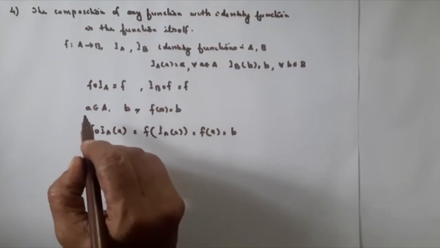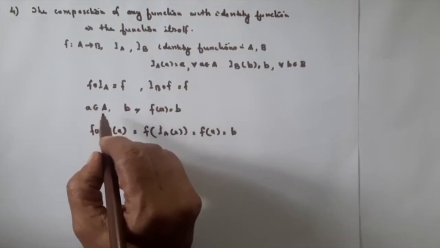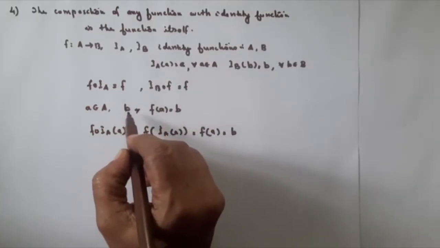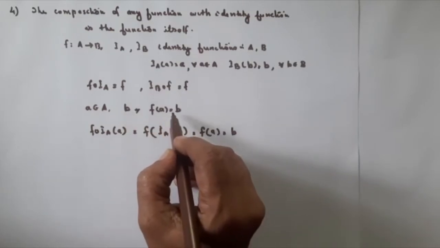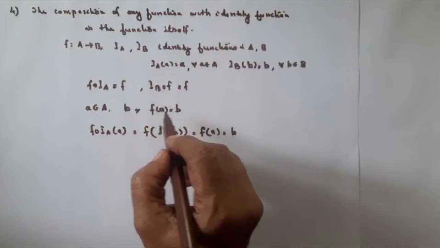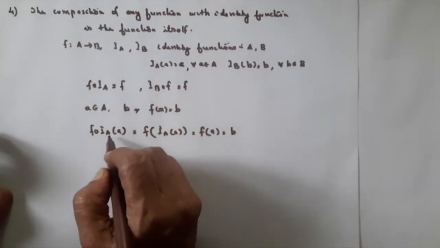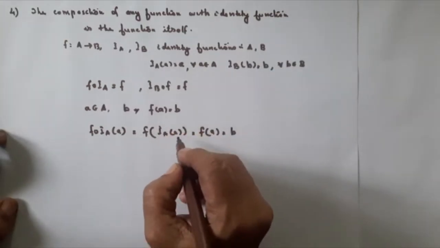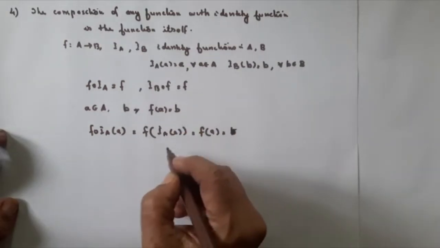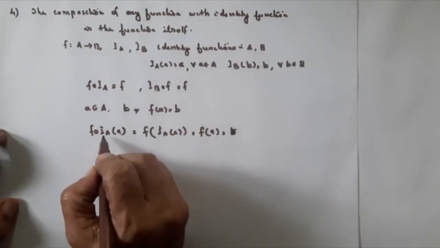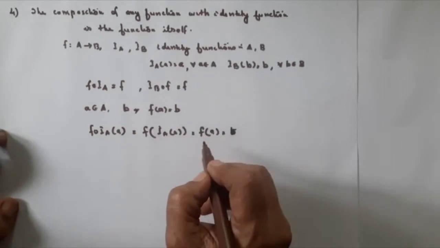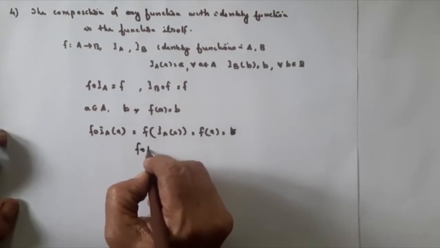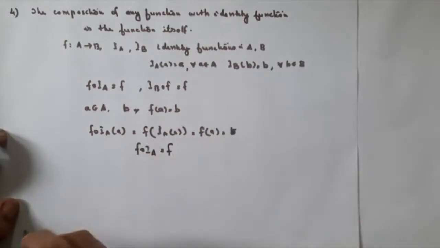How can you prove it? Take a small a belonging to capital A. f is a function from A to B, so let b be the element in capital B as the image of a. That means f of a equals b. Then what is f dot I_A of a? f dot I_A of a equals f of I_A of a, which equals f of a. That's enough, no need to write b. That is, the image of a by f dot I_A equals the image of a by f itself. What is the meaning? f dot I_A equals f.